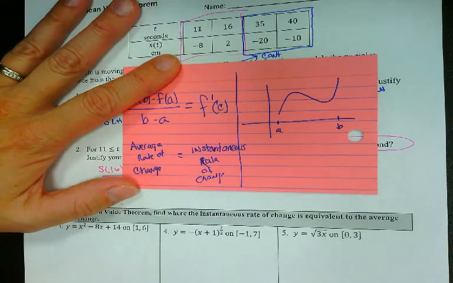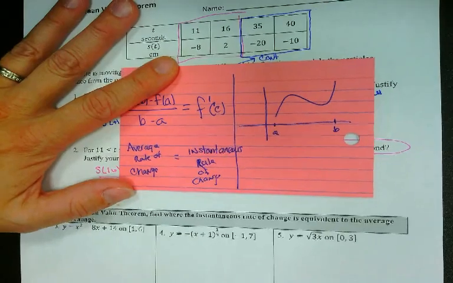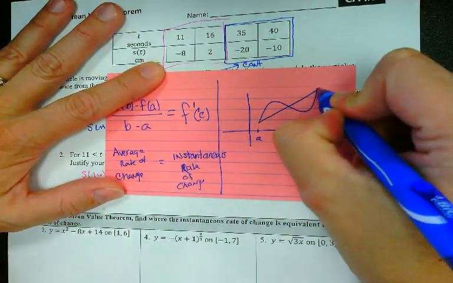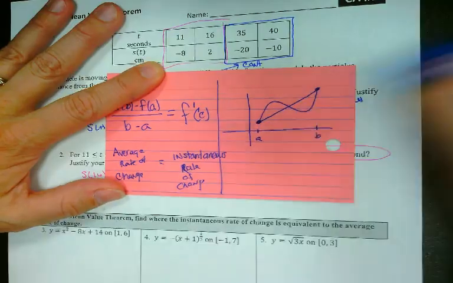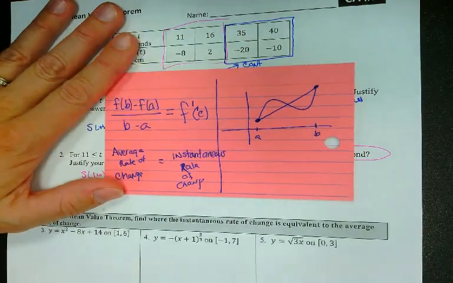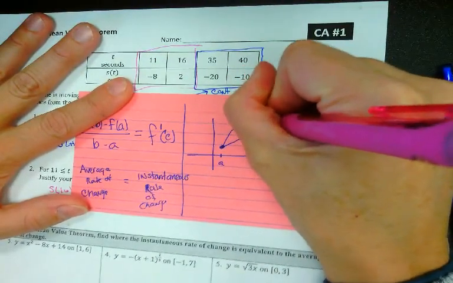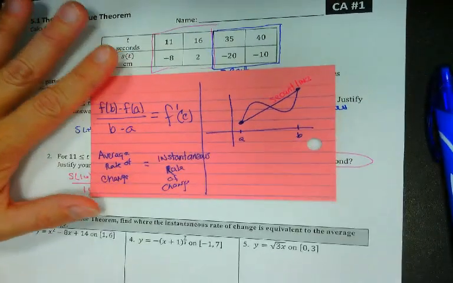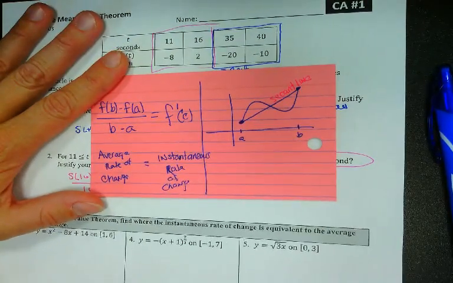Okay, so what this looks like visually is your average rate of change, which is the slope of your secant line. So I'm going to connect endpoint to endpoint, and we did these graphs yesterday. This is my average rate of change, and again, I'm going to put secant line is equal to my instantaneous rate of change, which is my tangent line.